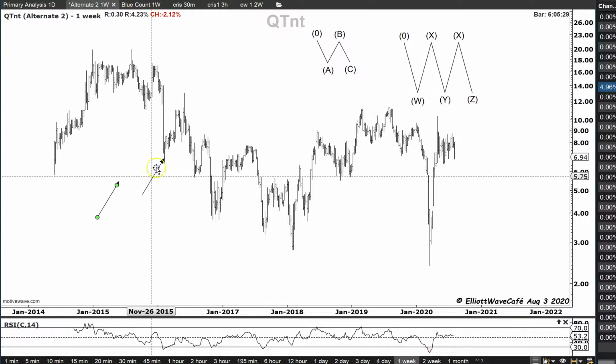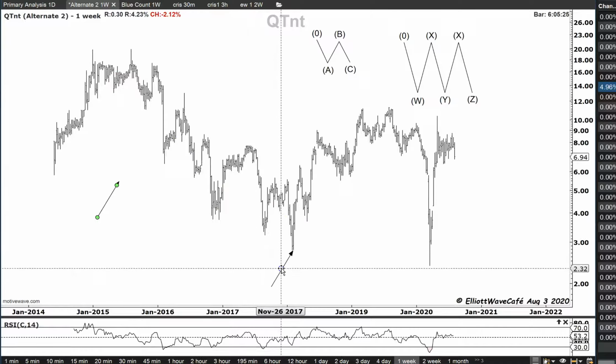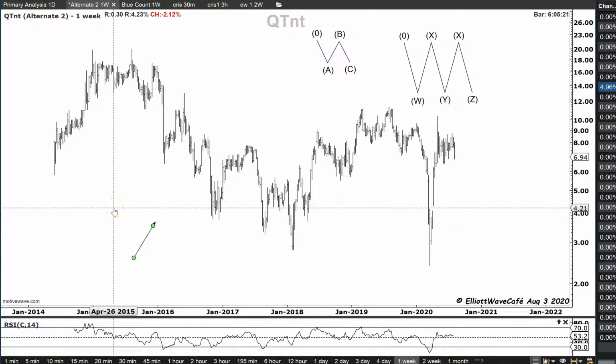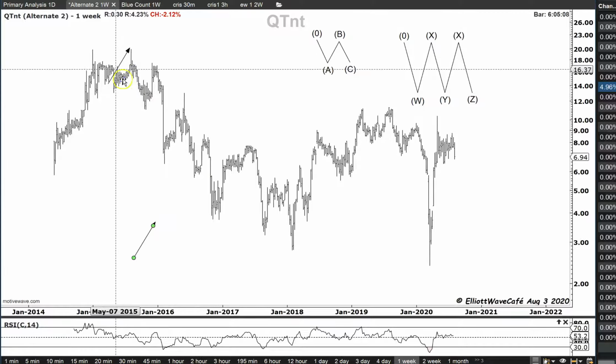1, 2, 3, 4, 5, 6, 7, 8, 9, 10, 11. Okay, and as we know, 11 waves are corrective patterns. Okay, 5 waves are impulsive, 9 waves are impulsive, 7 are corrective, 11 are corrective, 15 waves are corrective. So I have an 11 wave move in here that is a corrective pattern.